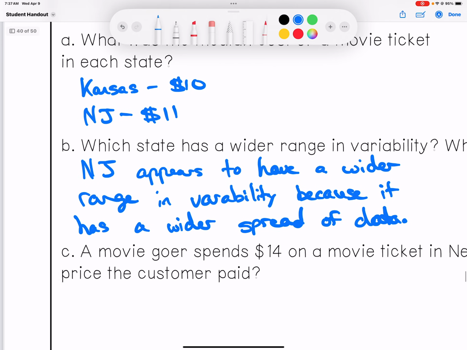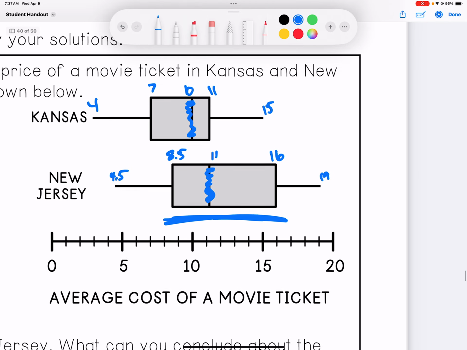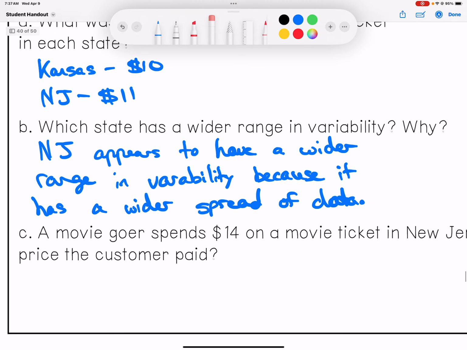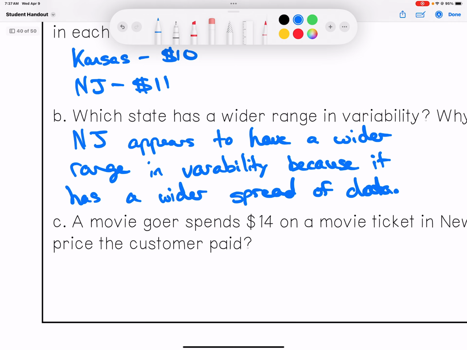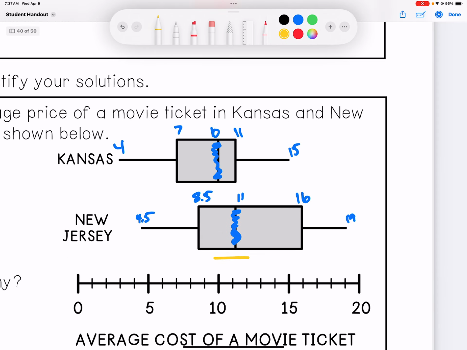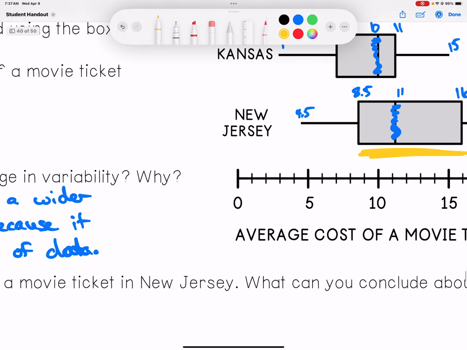If you look at it, you can see that the data goes all over the place. I mean, it goes from way out here, 19, all the way to 4.5. So that's 14 and a half, where the top one, Kansas, only goes from 4 to 15, which is only 11. Now, just because of the minimum and maximum, the Q1 and Q3 will kind of tell you how spread out it is.